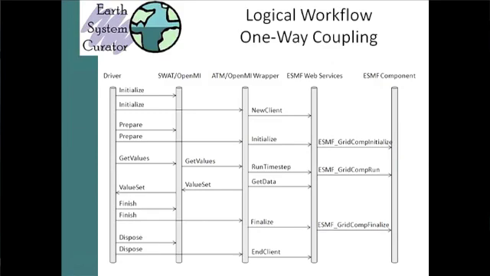For the finalize, a call is made with the ESMF, and then in the dispose, we make an end client call. And basically what that does is it tells the component service that we're done, you can shut down, and the component service shuts itself down and exits.